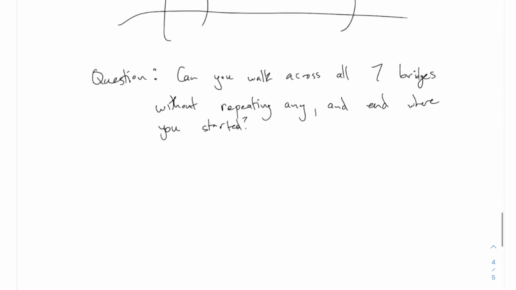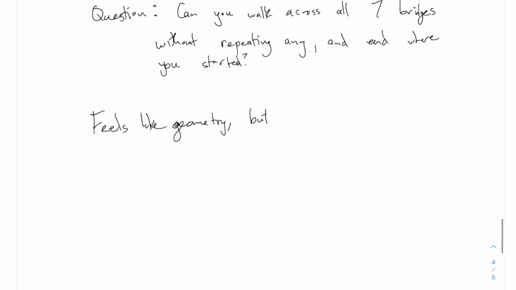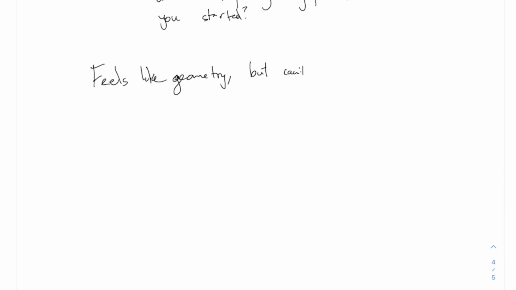So this feels like geometry, but it really has nothing to do with geometry in the ordinary sense. It has nothing to do with distances or specific shapes. It doesn't matter that I drew the islands as ovals. What if they were actually rectangles? It doesn't matter. None of that matters. So it feels like geometry, but you can't actually use geometric methods to analyze this problem. And we recognize this problem as the birth of graph theory.